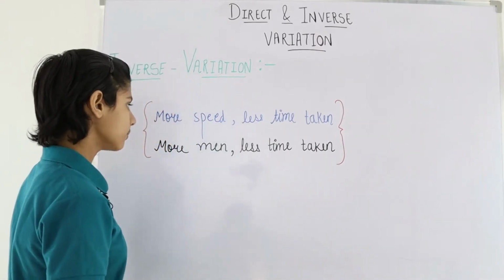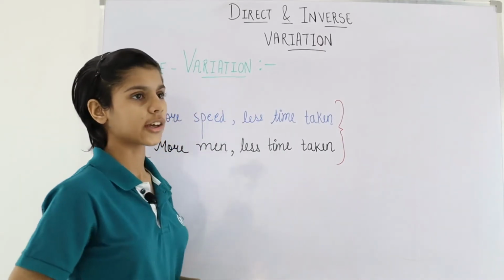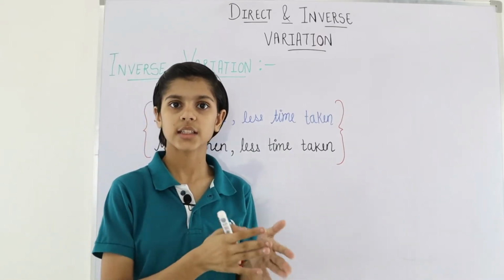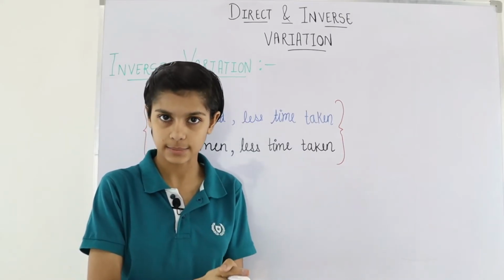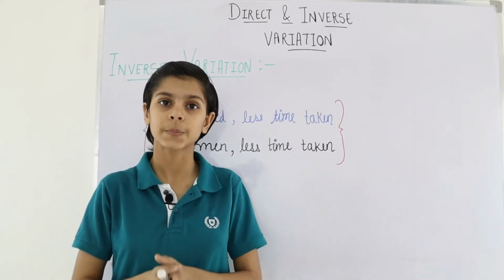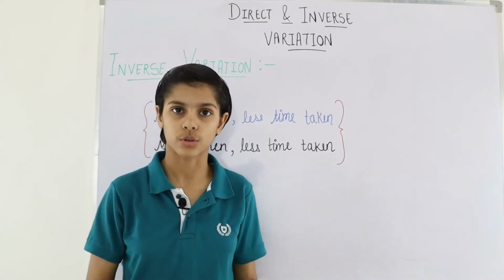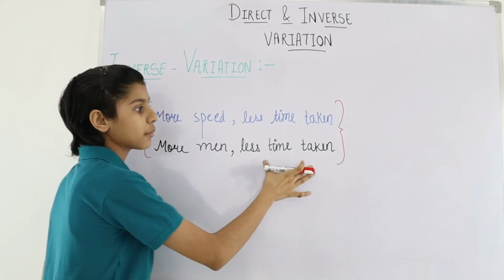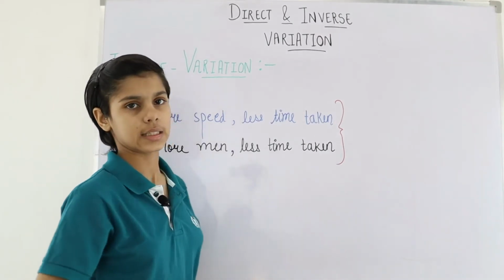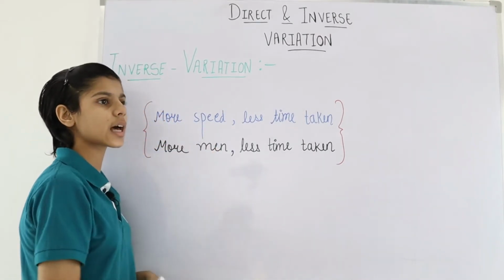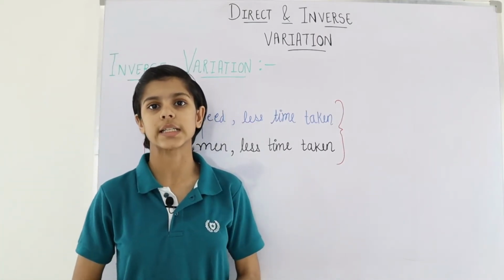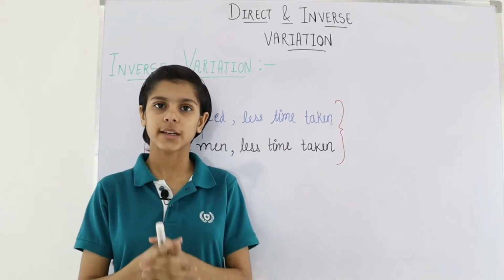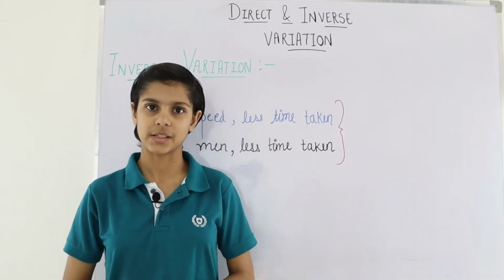One more example, more men, less time taken. If to do a work there are more men, then the time taken by them will be less, because the strength of the workers, the number of men, is more. So here also, if we increase the number of men, the time taken to do the work will decrease. So you can see here both things are related to each other inversely. It is inverse variation. And to make this concept clear, we will also do some examples.